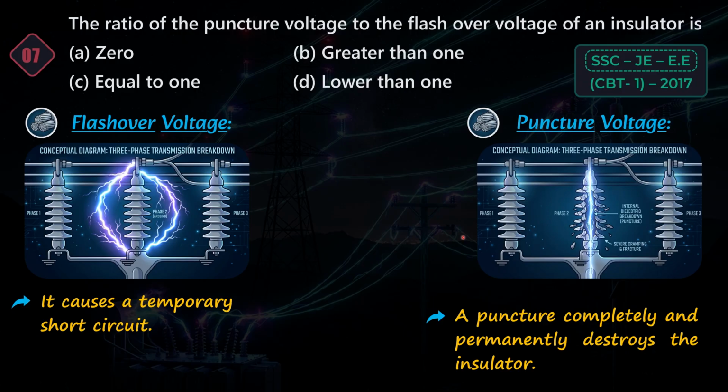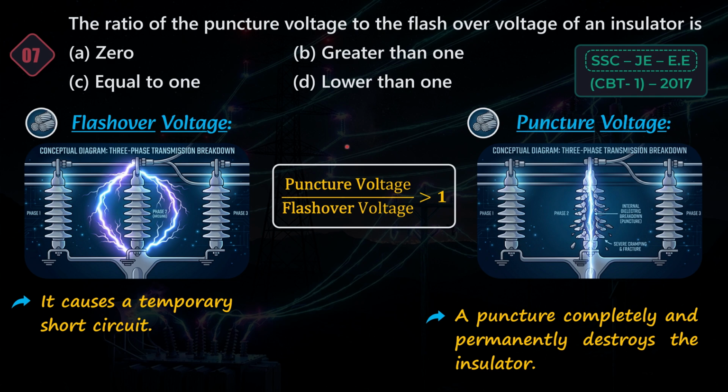From the discussion, we conclude that magnitude of puncture voltage is greater than magnitude of flashover voltage. Now, when we divide higher value by lower value, the resultant will be greater than 1. So, the ratio of puncture voltage to the flashover voltage will be greater than 1. Therefore, we can say option B is right. The ratio of the puncture voltage to the flashover voltage of an insulator is greater than 1.